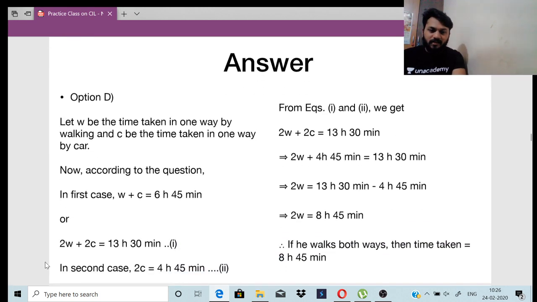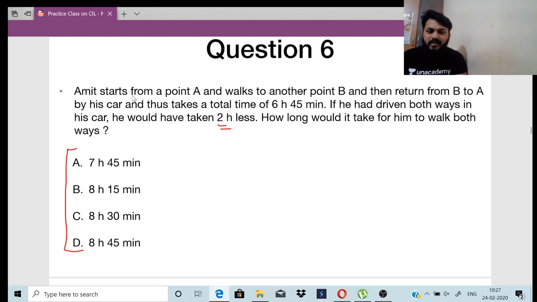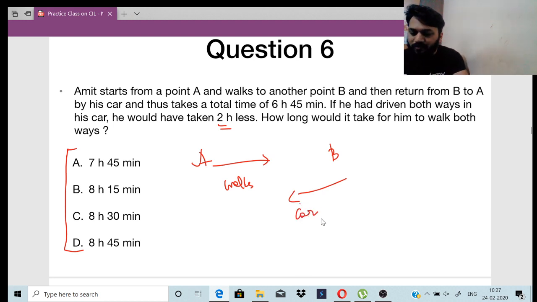Okay, everyone has doubts, right? It is D, option D. Let W be the time taken in one way by walking and C be the time taken in one way by car. See the question properly. He starts from point A and walks and returns from B to A by car. So there are 2 points, A to B. From here he walks, and when he's returning he comes by car, right?